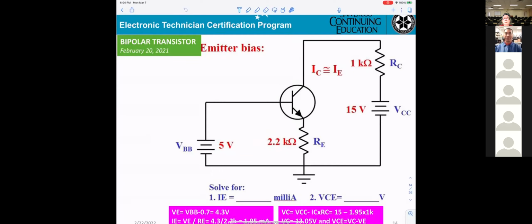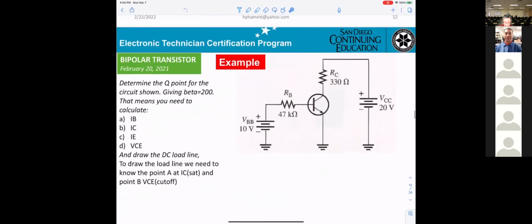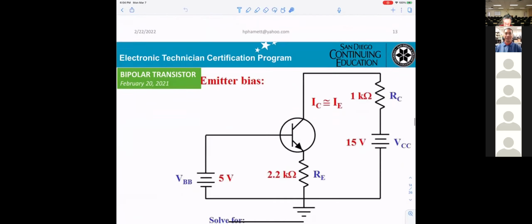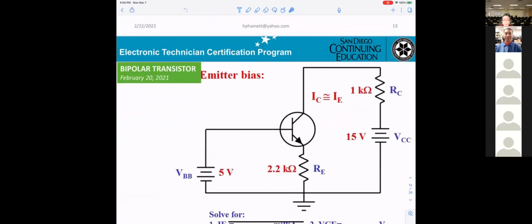Is there another name for fixed bias? I mean, base bias? This one is emitter bias. This one will be base bias. Okay, so you can see this one together has RE. The other one doesn't have it.